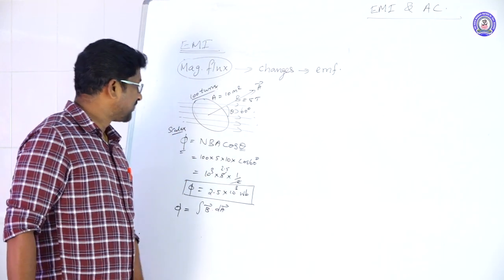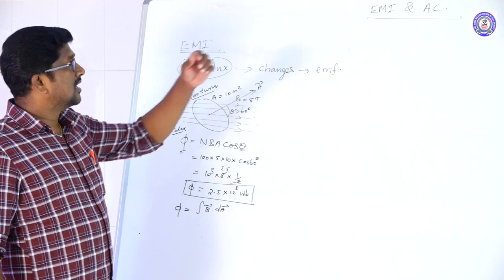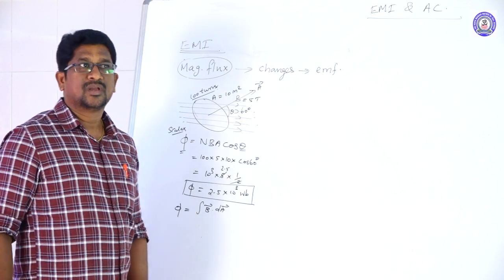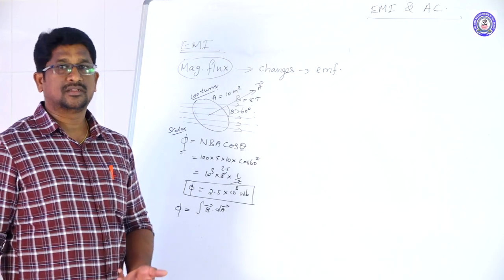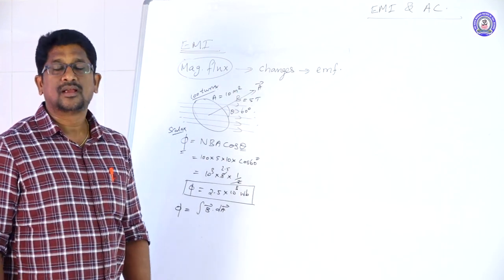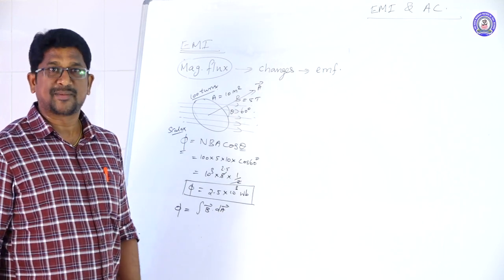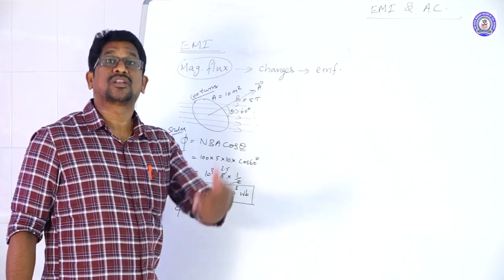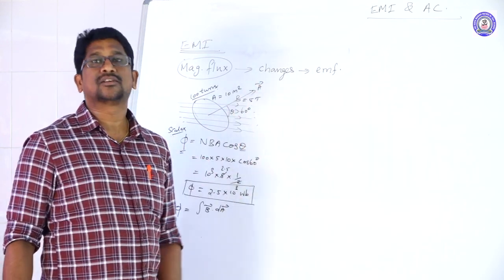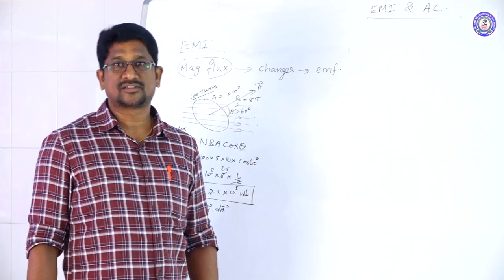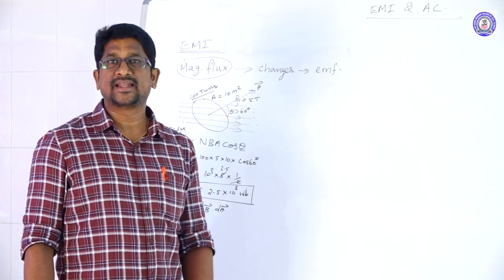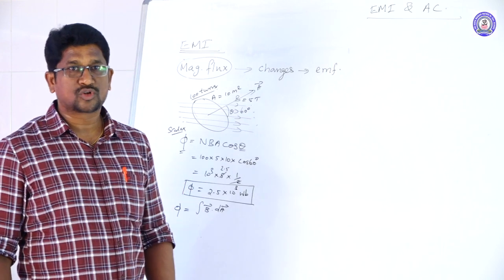Next, as I already told, electromagnetic induction was discovered by Michael Faraday. In order to demonstrate the electromagnetic induction phenomenon, Michael Faraday conducted several experiments. The results obtained from all the experiments are summarized as Faraday's laws of electromagnetic induction. There are two laws: Faraday's first law of electromagnetic induction and Faraday's second law of electromagnetic induction.